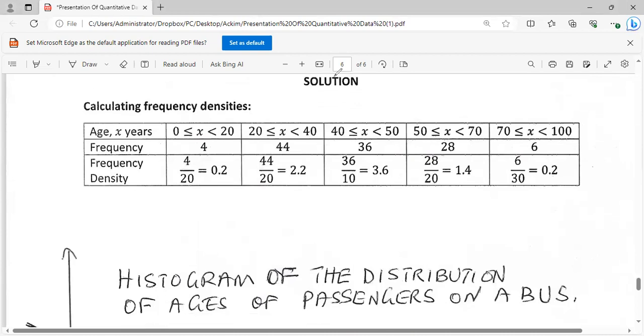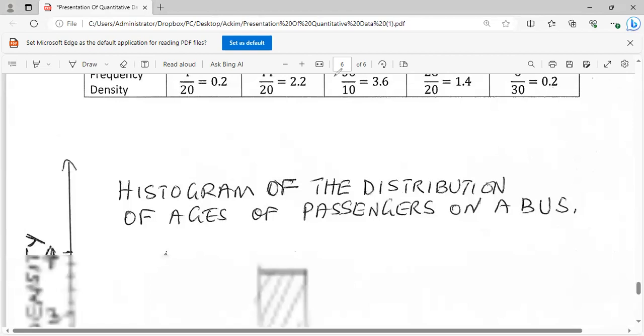This is good. So that was what was happening. Frequency density. Then the histogram of the distribution of ages of passengers on a bus. Now we do the histogram.